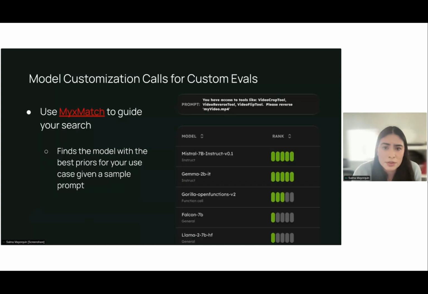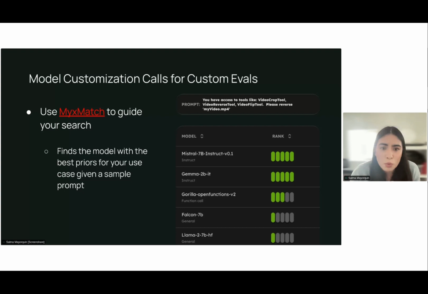So what we advocate for is to be able to customize your evaluation criteria even from the start using generative AI again. At Remyx, we actually have a feature called Mix Match. What Mix Match does is take a sample prompt of the type of model that you want to go ahead and train. So for example, on the right-hand side, you see that I have a prompt that is representative of a task that I want to train my model for. In this case, I want my model to understand these various tools that I have in that prompt.